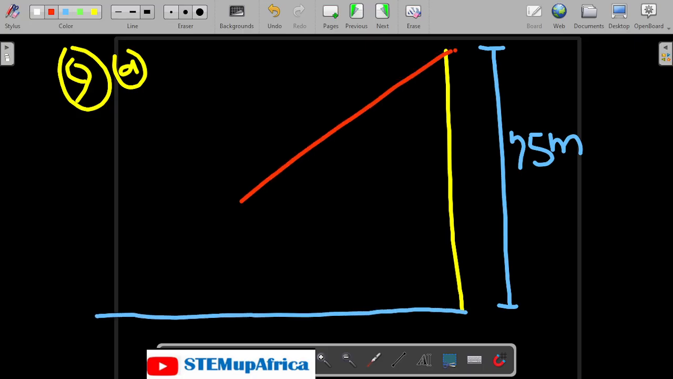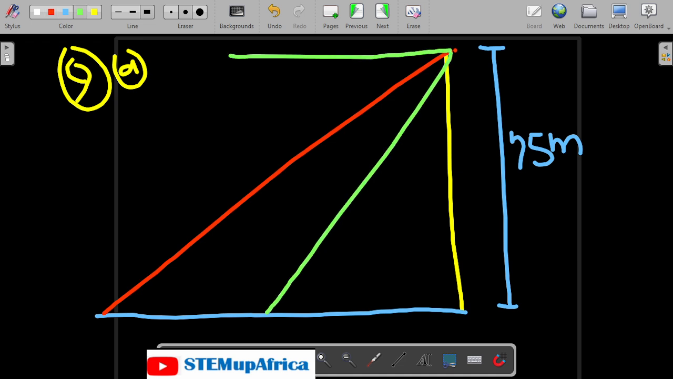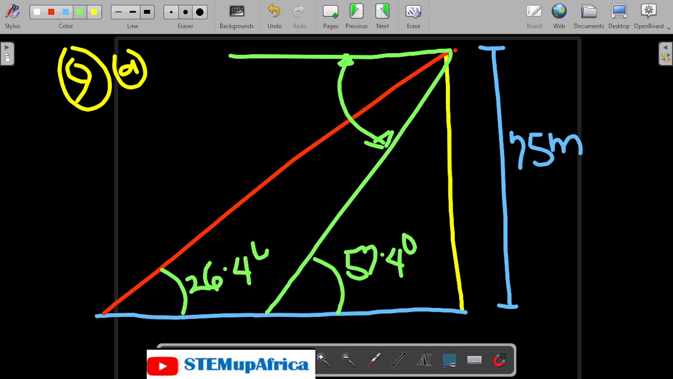So we'll have the ship and the boat, and they are viewed from the top of the tower. The whole of this angle is now 57.4 degrees, while this angle here is 26.4 degrees. So this is my ship, which is S. This is my boat, which is B. Let's take the top of the tower as T, and the foot of the tower as F.